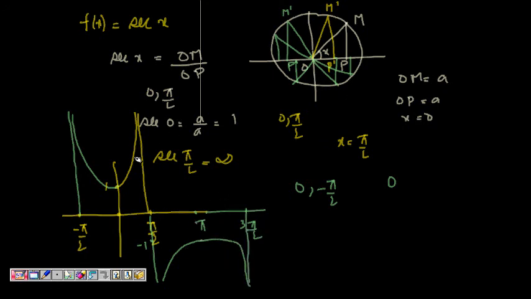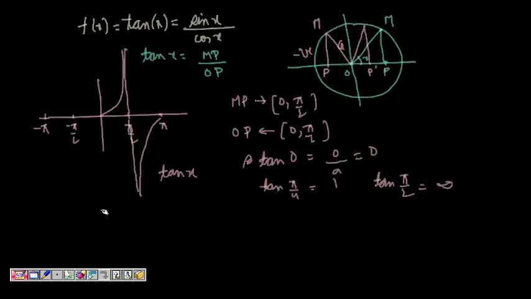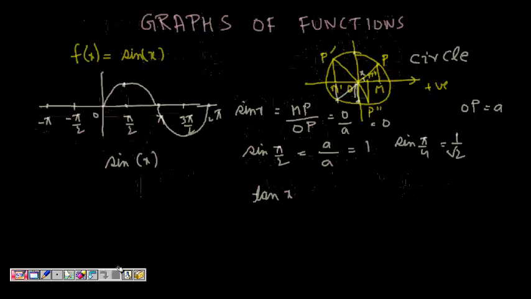So this is the graph for sec x, and this was for tan x, and this is for sin x. If you use this circle, it becomes much easier. The only thing you have to see is how these values are changing, OM, OP, and MP, how they are varying.